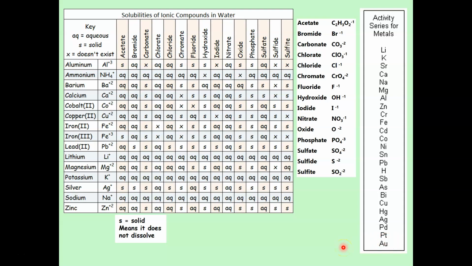So for the test, this is a reference chart. If you want to print it out, you can. You can use this on the test. All right. For the quiz, you will also need to use this reference chart. And you can also use a periodic table as well.